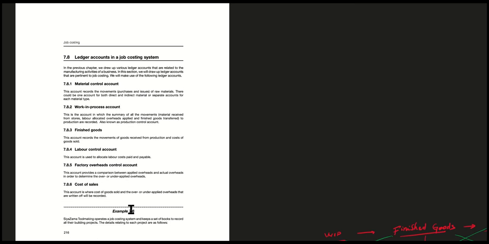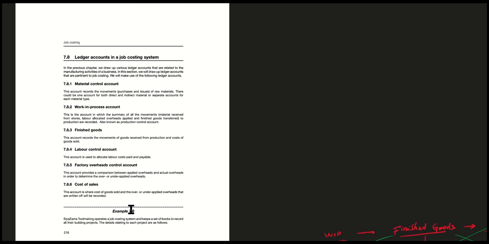But if we find out that there was 175 units of total spoilage, that would mean that there is 50 units of abnormal spoilage, meaning 50 units that go above the estimated normal spoilage. Right, so as you can see, the calculations are below. This is quite straightforward. Let's now delve into the ledger account in a job costing system.